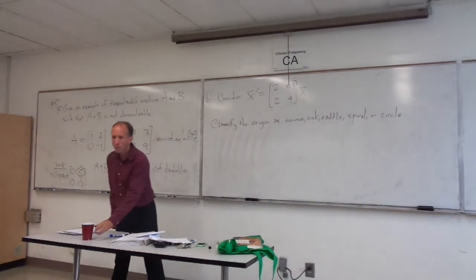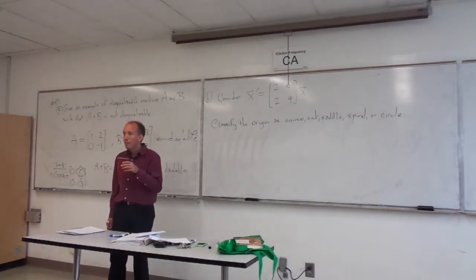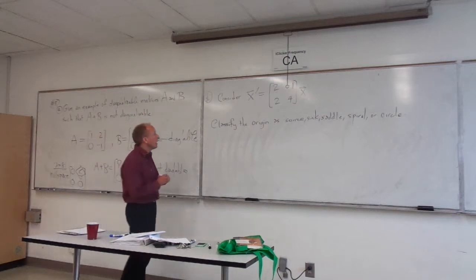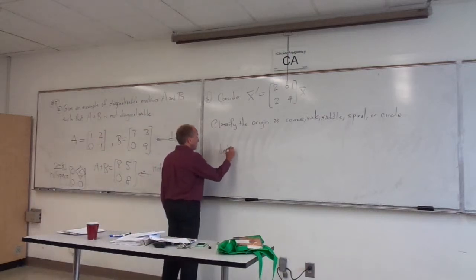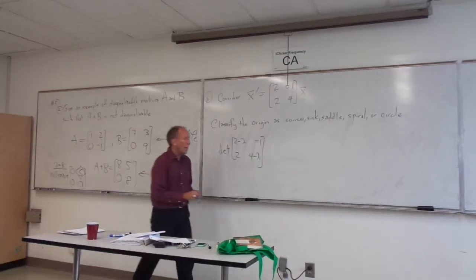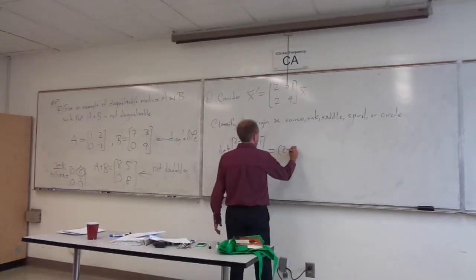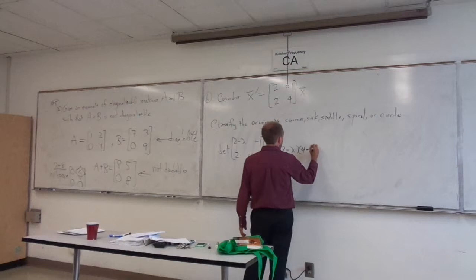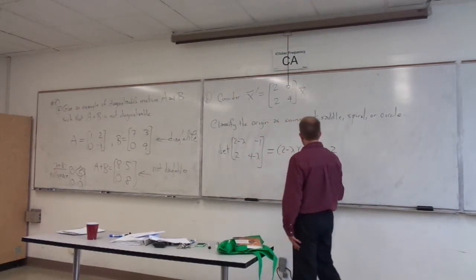And how do we do this? Remember? Find your lambdas, right? So you find your lambdas. So let's see if we can do that. We take the determinant of 2 minus lambda, negative 1, 2, and 4 minus lambda. And this gives me 2 minus lambda, 4 minus lambda, and then plus 2.